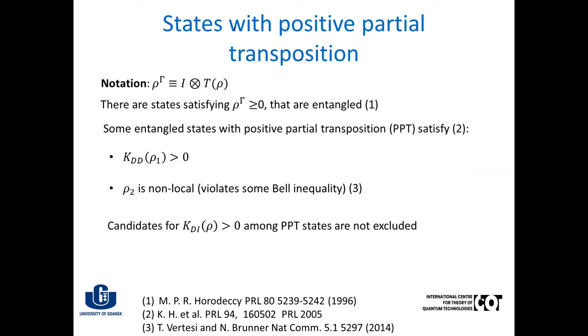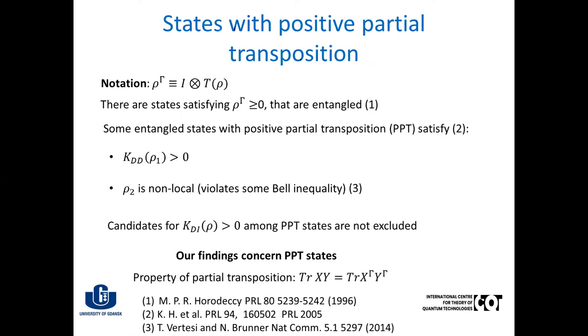However, from this, you can infer that the possibility of KDI of rho being more than zero among PPT states is not excluded. It's still possible that such states exist. So we let ourselves consider these states in further research. And we will also use a well-known property of partial transposition: if you have two Hermitian operators x and y, then the trace of xy is equal to the trace of x partial transpose times y partial transpose.